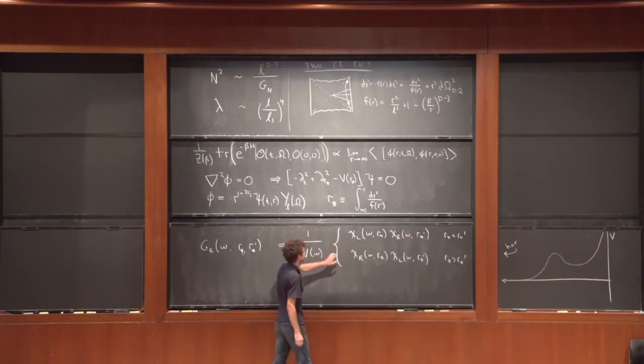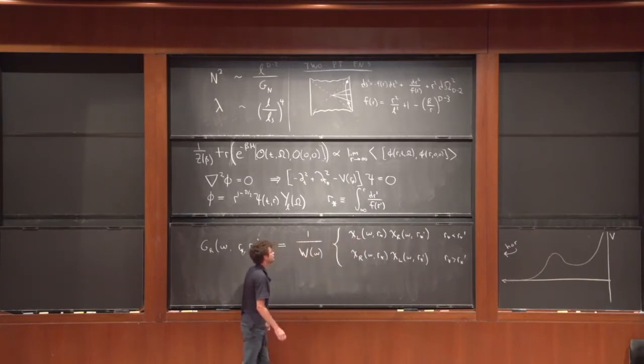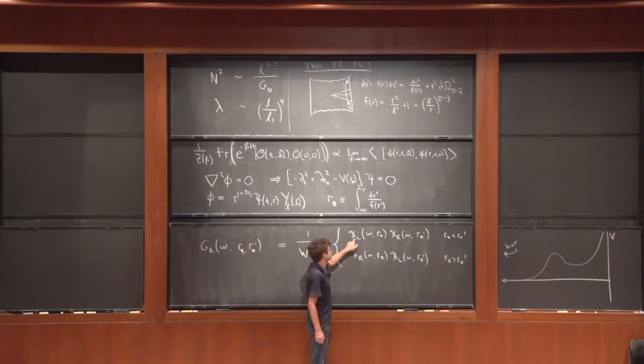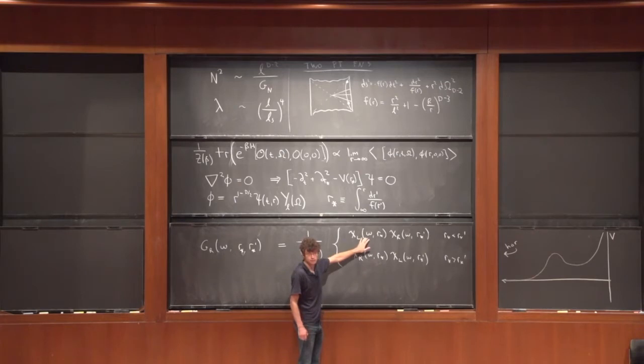Okay, so what are these symbols? Chi left and chi right are solutions to the wave equation with fixed frequency, and they're solutions to different boundary conditions. Chi left is a solution which is purely ingoing at the horizon, but no particular condition at the boundary, so we can solve that equation for any omega.